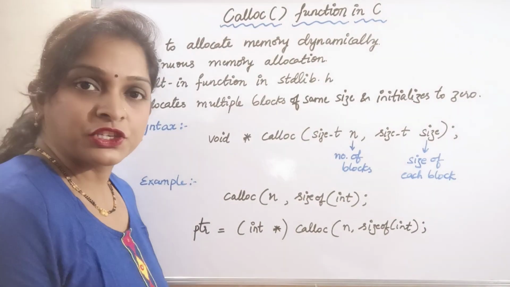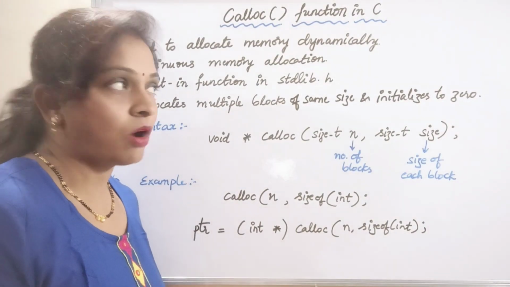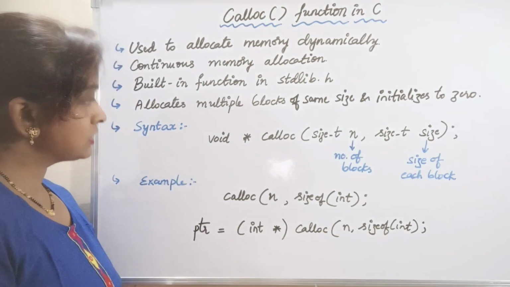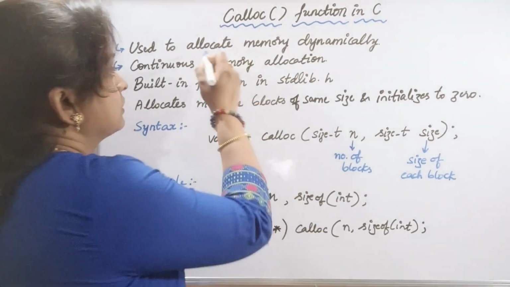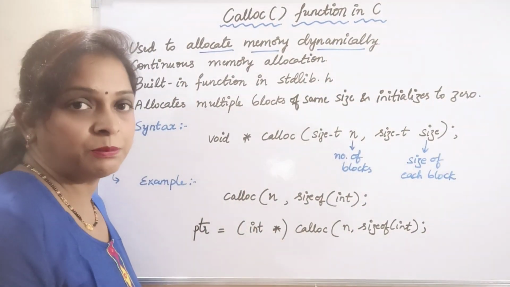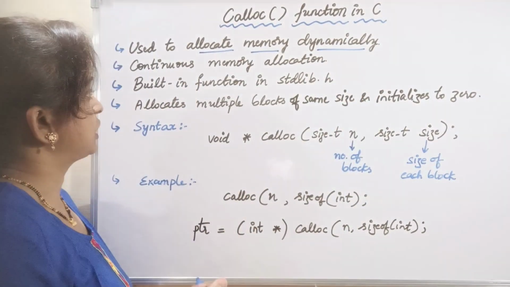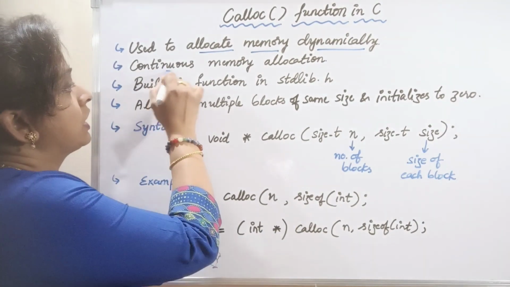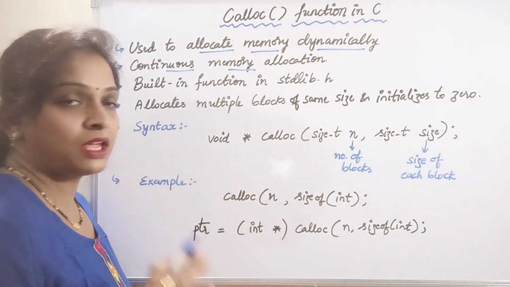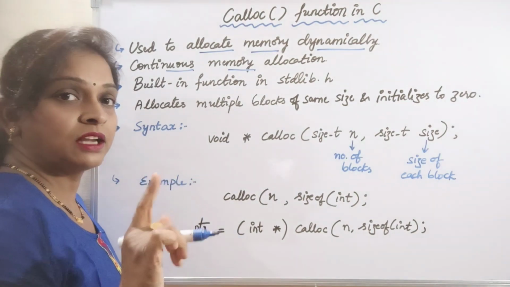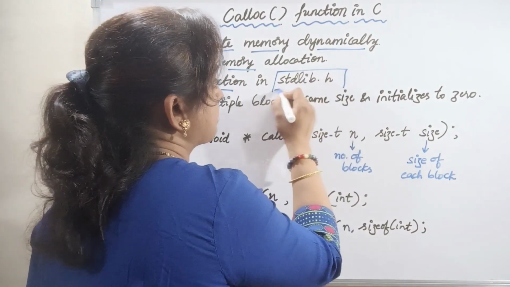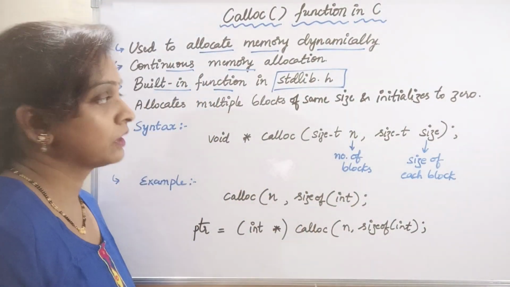So the calloc function, just like malloc, is also one more function in the standard library. This calloc function is used to allocate memory dynamically. So it helps in dynamic memory allocation. It will allocate continuous memory, so it will have continuous memory allocation. And it is also one of the built-in functions in stdlib.h.